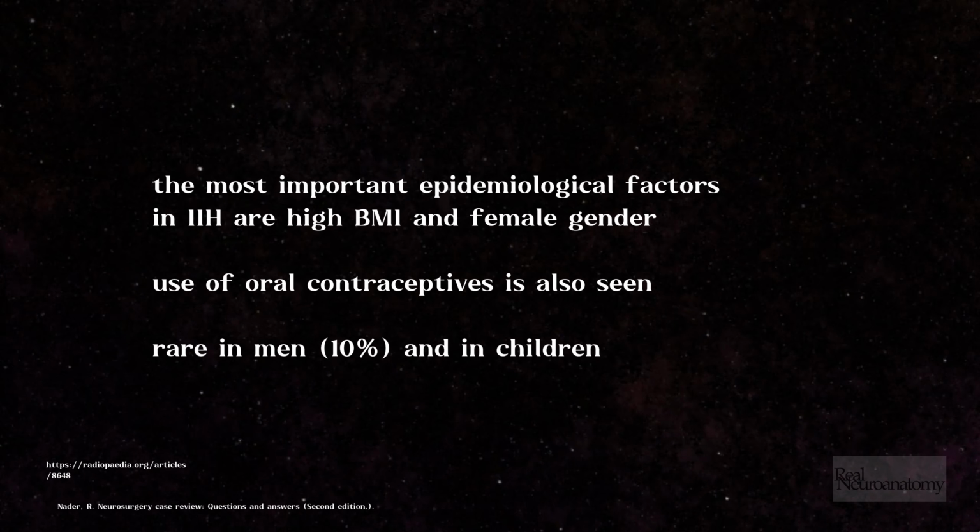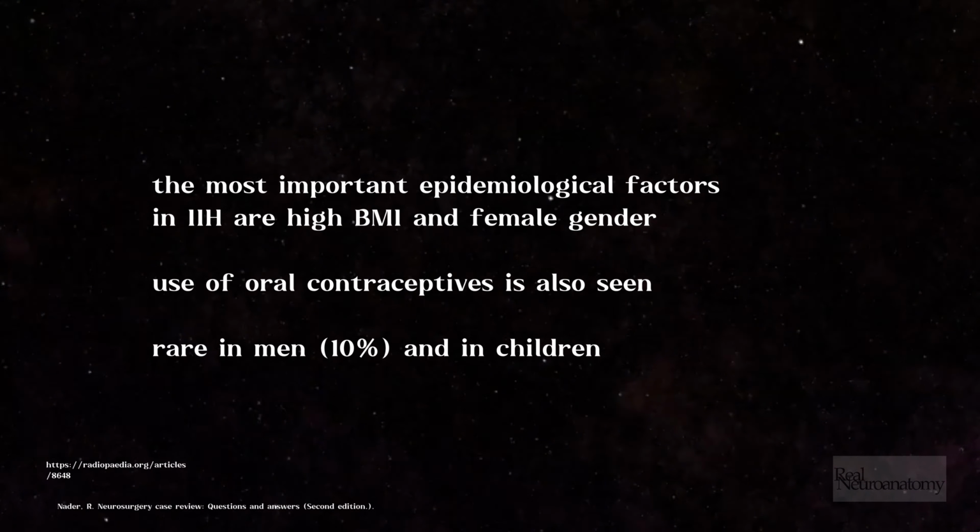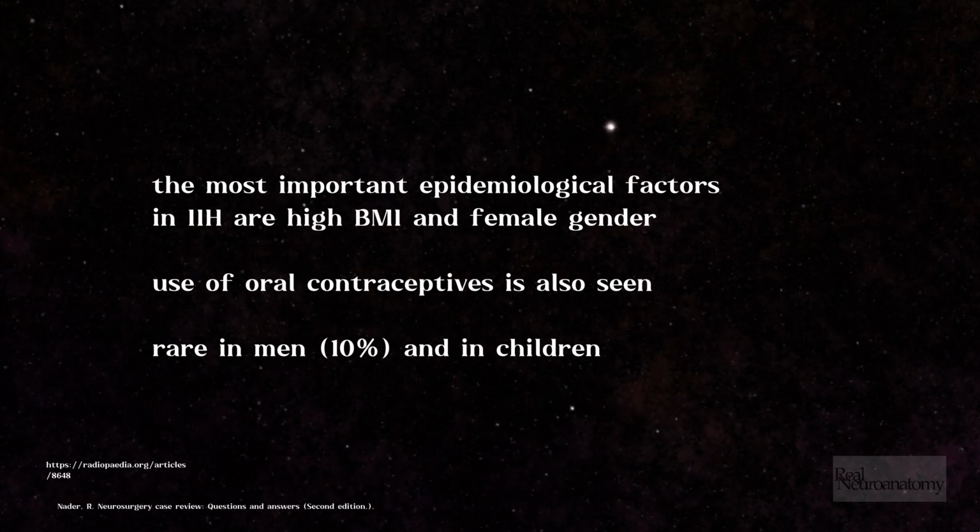The most important epidemiological factors in IIH are high BMI and female gender. Use of oral contraceptives is also seen. Rare in men (10%) and in children.